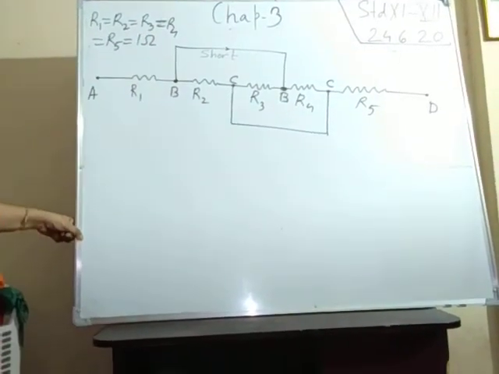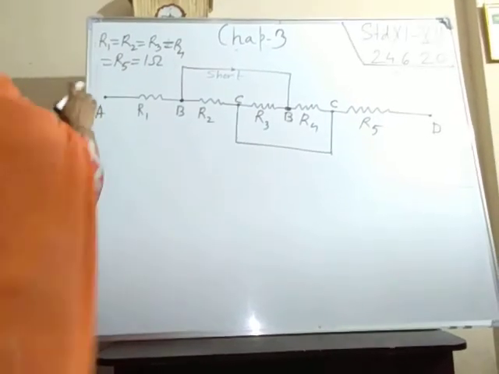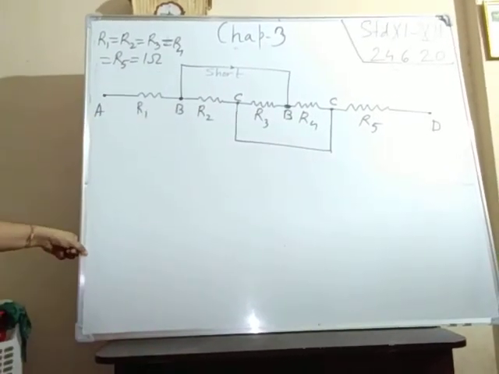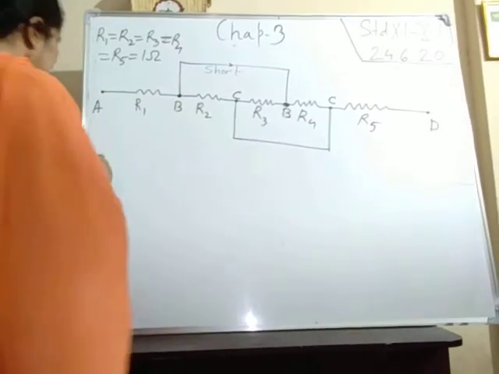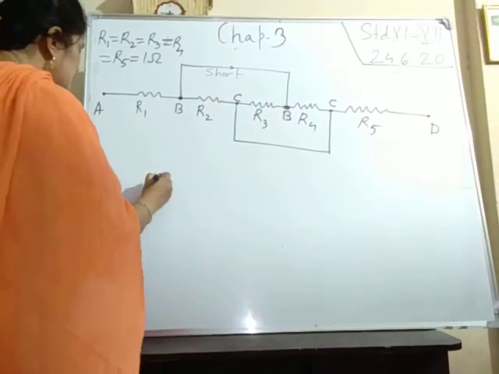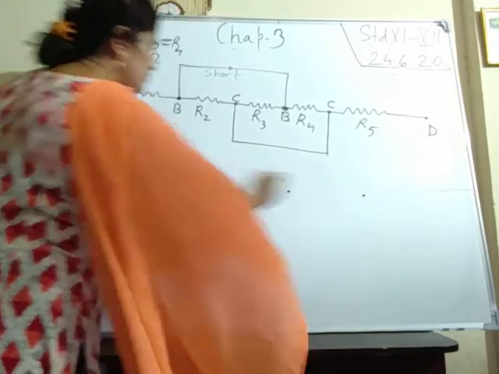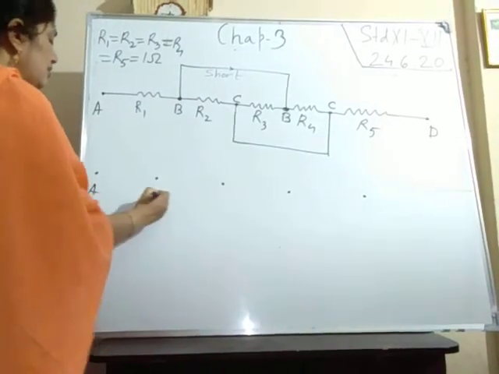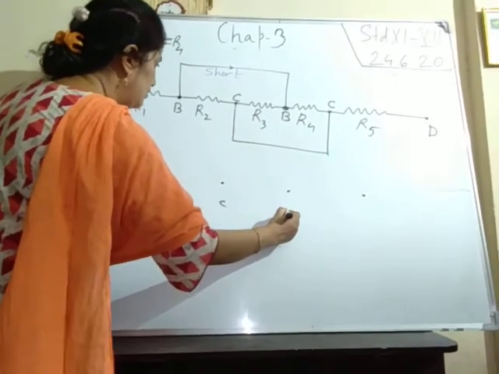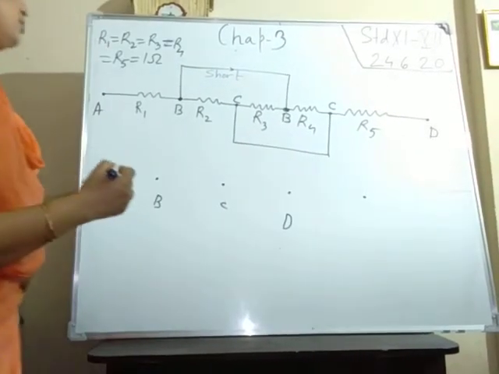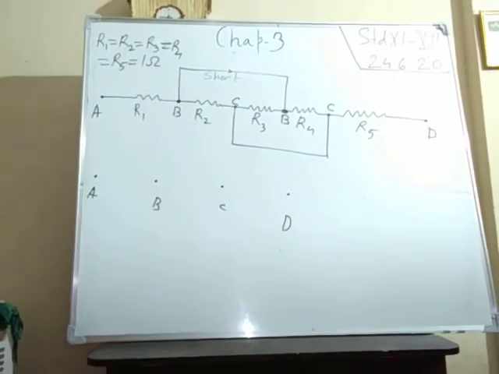So now we have to find out the equivalent resistance between A and D. From A to D we have to find out the equivalent resistance. So at first, how will we find that out? At first we will just give the nodes A, B, C, D. These are the 4 nodes.